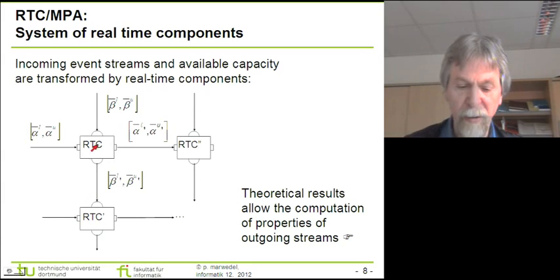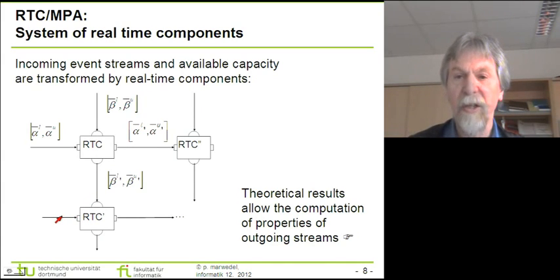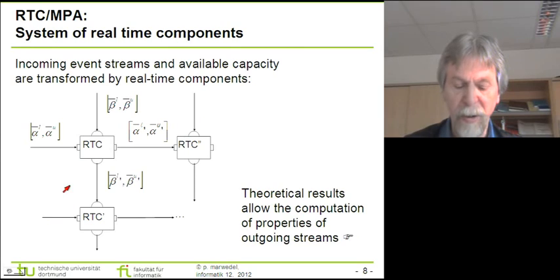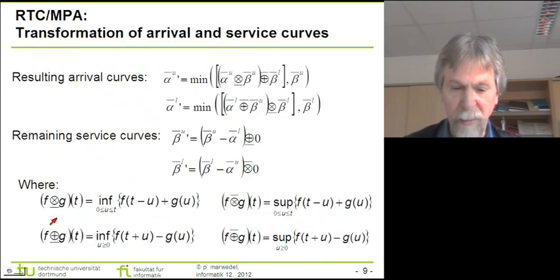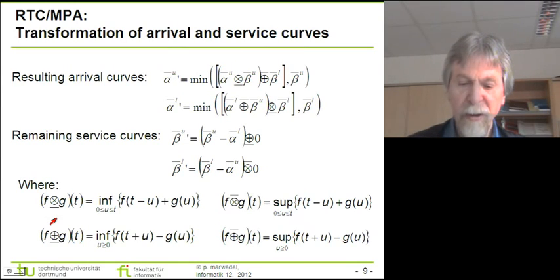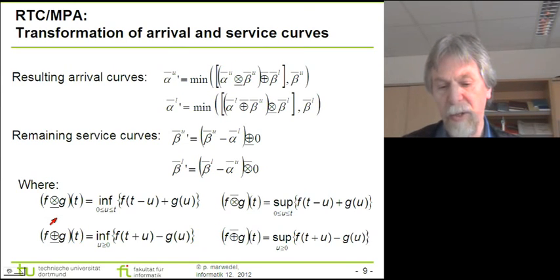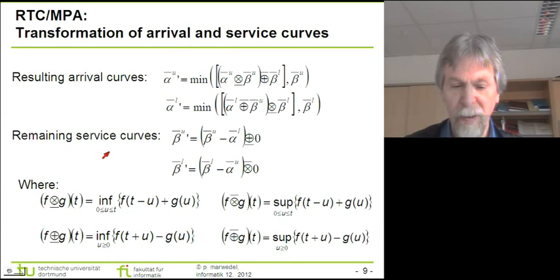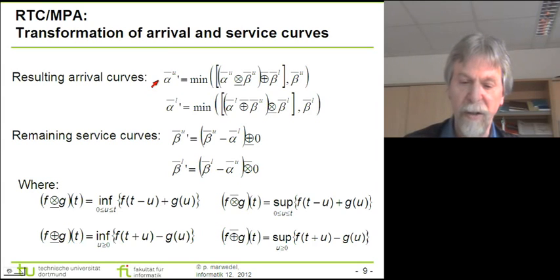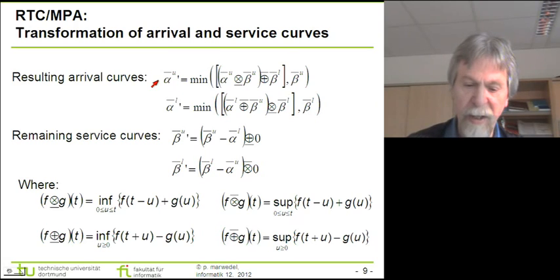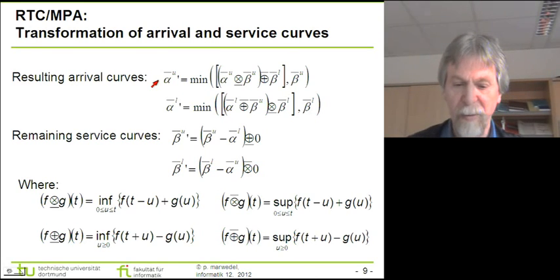Obviously we somehow assume that the event stream down here is processed with a lower priority, because this event stream up here will get all the service capacity and the event stream down here will obtain only the service capacity that is remaining. Now the question is, how can we compute the outgoing event streams and the remaining service capacities? Now fortunately, real-time calculus does give us a closed equation for the resulting event streams and for the remaining service capacities.